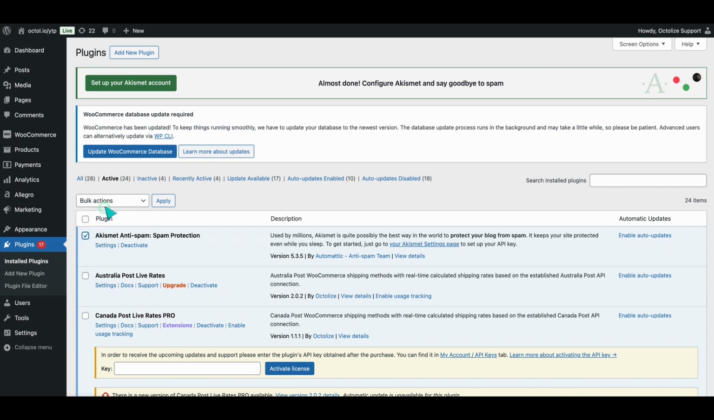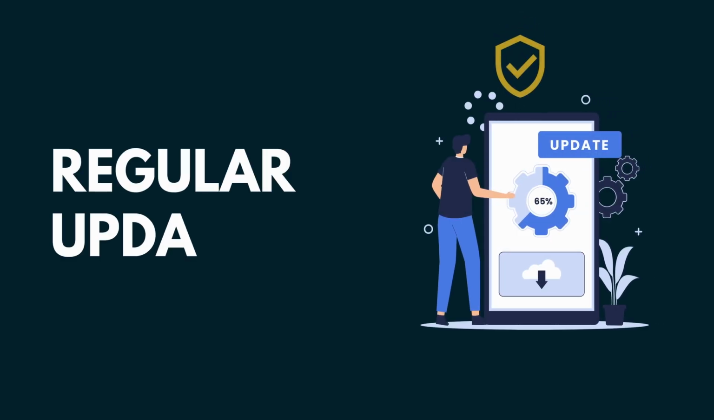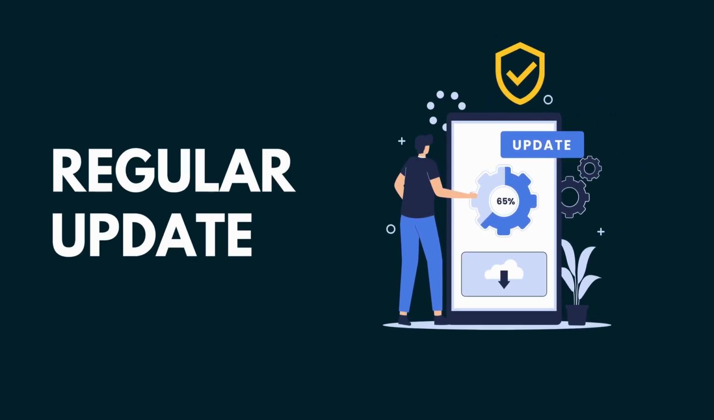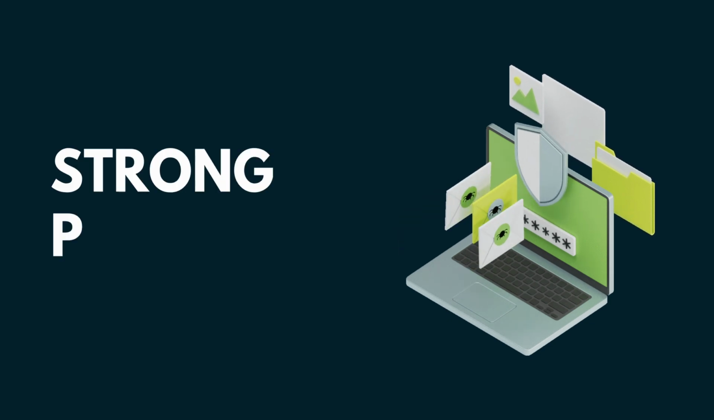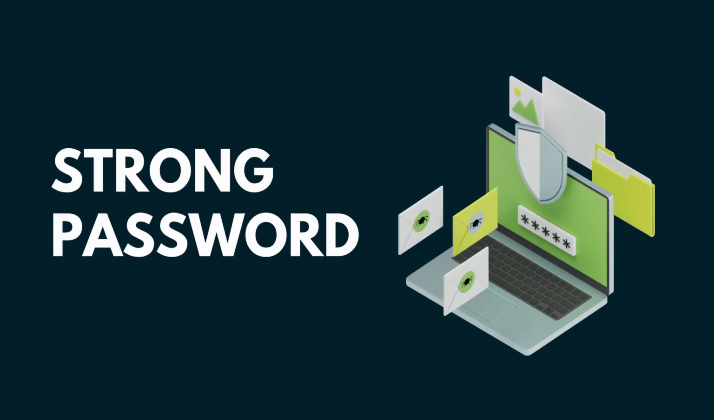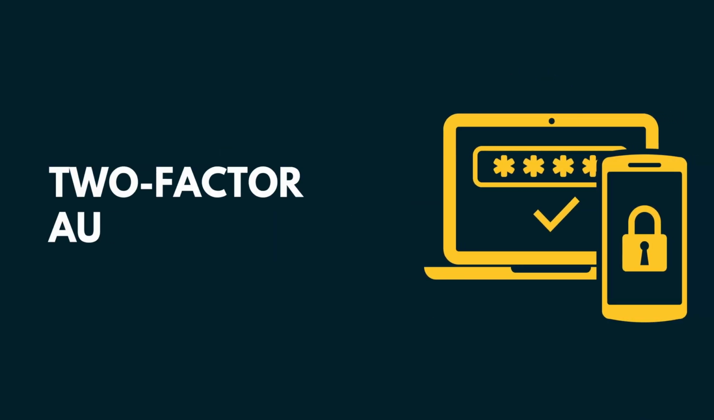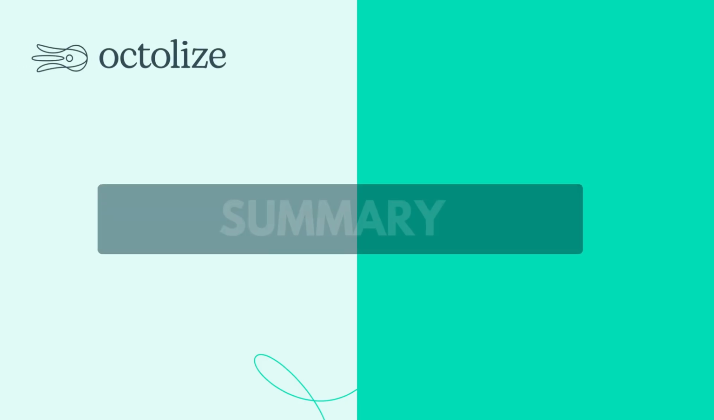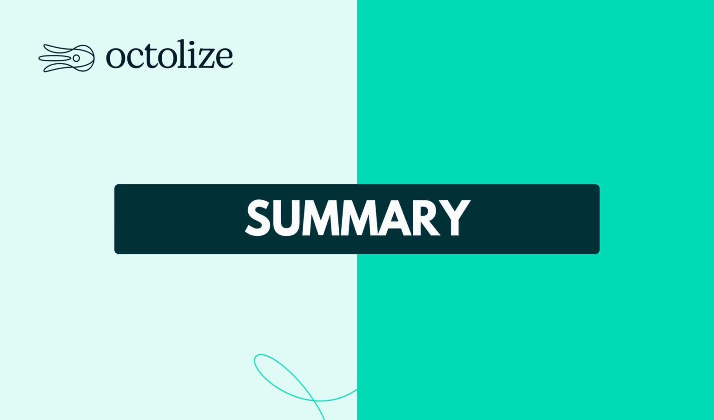Remove unused plugins. Deactivate and delete any plugins you're not using to reduce risk. Regular updates. Keep all plugins, themes, and WordPress itself updated to patch any security vulnerabilities. Strong passwords and permissions. Implement robust security measures to protect your site from unauthorized access. Consider using two-factor authentication. In summary, using WooCommerce plugins effectively can significantly enhance your online store's functionality and user experience.